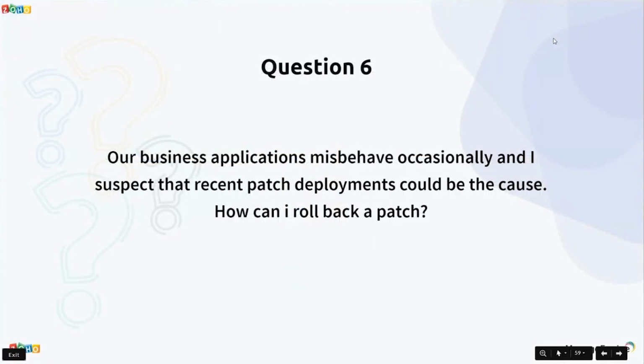Our business applications misbehave occasionally, and I suspect that recent patch deployments could be the cause. How can I roll back the patch? In general, Endpoint Central supports the rollback for Microsoft updates. In fact, we have updated the uninstallation support status of every patch. If the vendor has supported the uninstallation or rollback, we have added the same in Endpoint Central. You can find the details in the missing patches section, and we can proceed to uninstall the patch from one computer or all the computers at the same time.